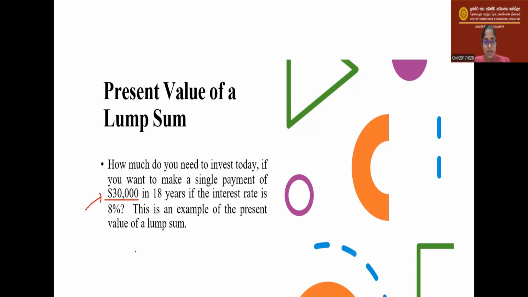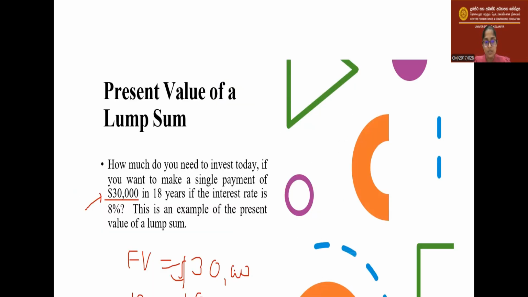Therefore, my advice is to write down the relevant information here. Future value is $30,000, right? Then n would be 18 years, or just 18. And then what is your i? 8%, that means 0.08. Write down the formula, the equation, then list down the relevant data, and then you can substitute the relevant numbers into the formula.